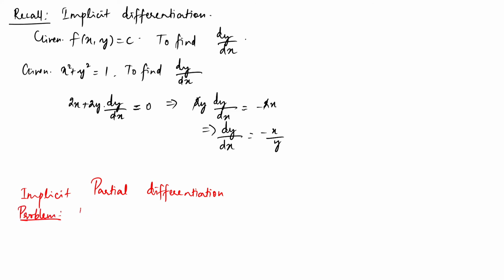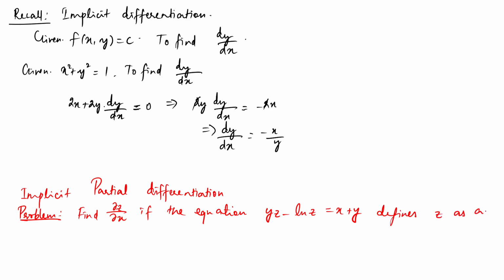So the first problem is: find del z upon del x if the equation yz minus log z equals x plus y. This equation defines z as a function of x and y. Okay, this is given. Let me move to the next page and write the question here.